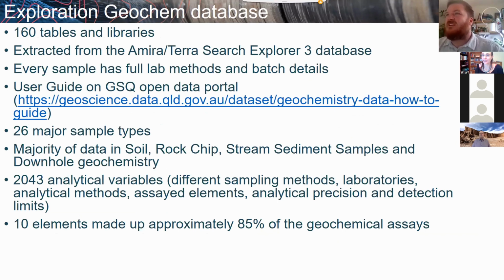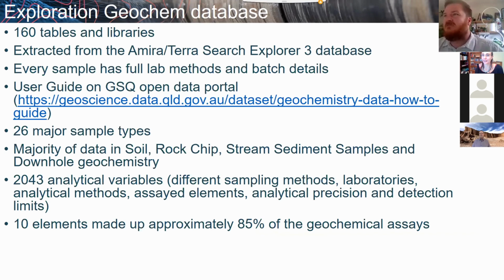So the Geochem database has 160 tables and libraries. It's some sort of a legacy product. It comes from the Explorer 3 database. I'm sure some of you are horrifically familiar with it and some of you have never seen it before, but it's very thorough and it's got full lab details and methods and batch details for all the samples are required before they can be put in the database. So it's complete.